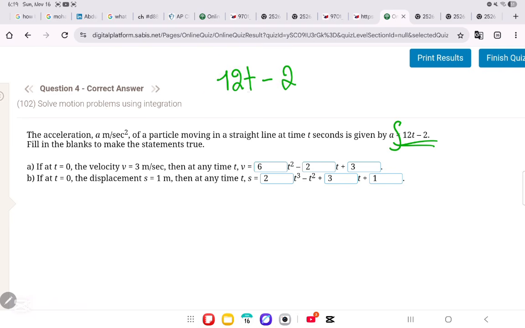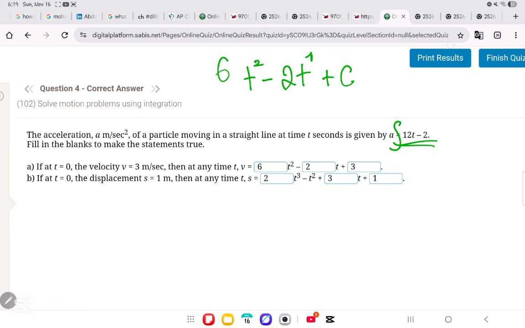So for this one, it's gonna be 12t squared over 2, so 6t squared, minus 2t to the power of 1 over 1, because this was initially t to the power of 0, so plus 1, 0 plus 1. So it's going to be minus 2t to the power of 1 plus c.